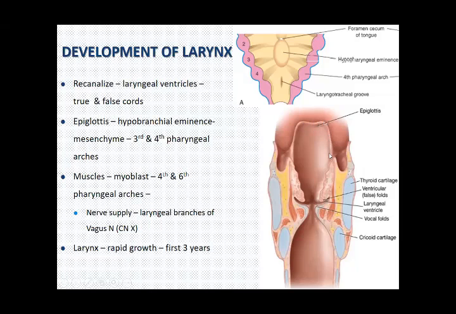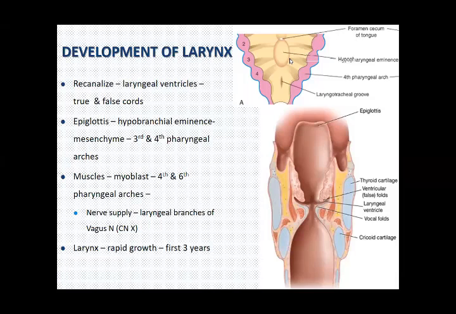Now this is the epiglottis, the largest cartilage of the larynx. You can see the epiglottis hanging at the back of your mouth. This epiglottis develops from this structure, the hypobranchial eminence. I just told you that the hypobranchial eminence develops into the tongue. Yes, it does.